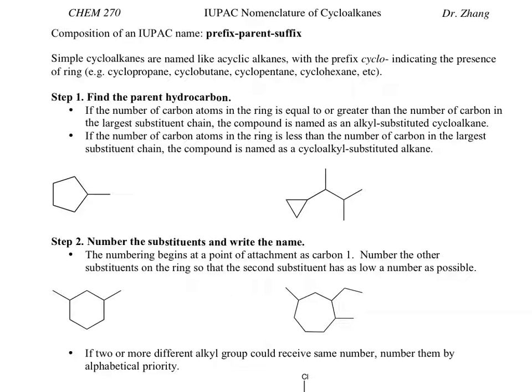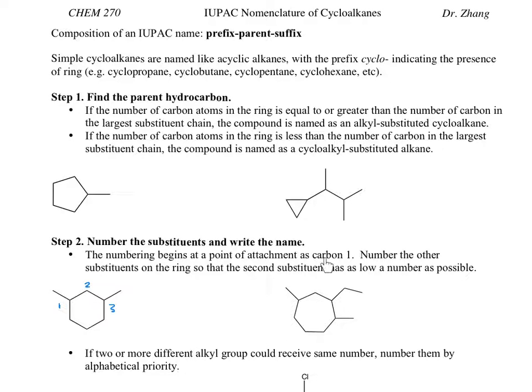And therefore, for the case of this molecule, you're going to number this carbon as carbon number 1, 2, and 3. Therefore, this molecule would have an IUPAC name as 1,3-dimethyl-cyclohexane.